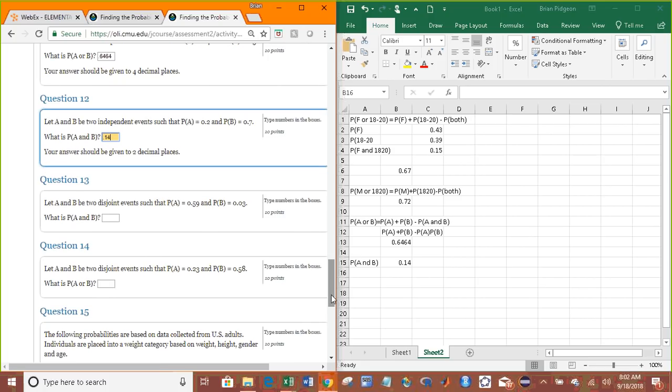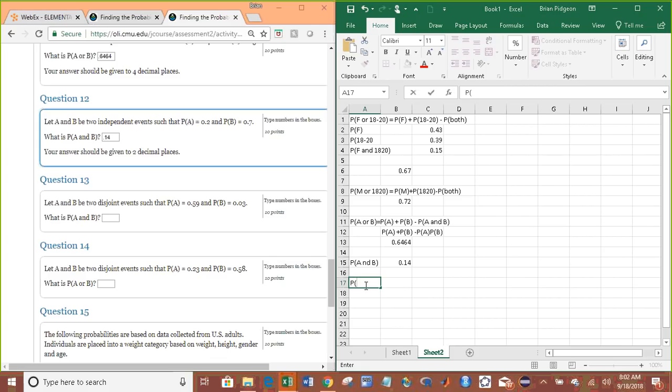Let A and B be two disjoint events. Disjoint just means mutually exclusive. It means the events cannot occur simultaneously at the same time, which means that by definition, the probability of A and B is just automatically 0 because they're disjoint.